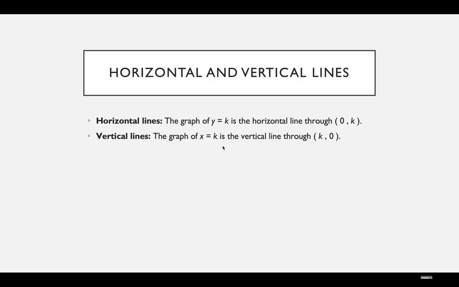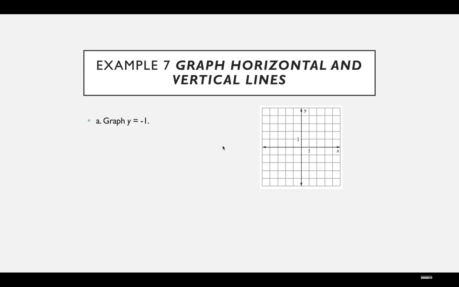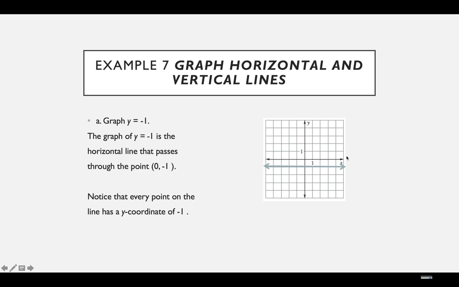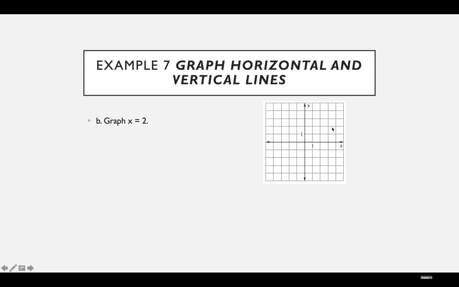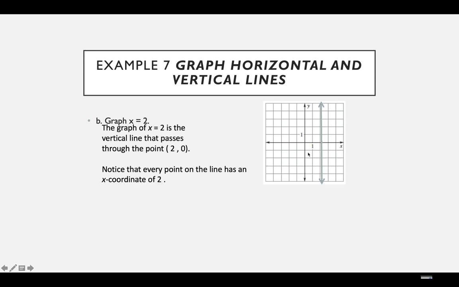Okay, please recall that horizontal lines are of the form y equals k, and they go through the point 0, k. And vertical lines have an equation of x equals k, and they go through k, 0. So if I want to graph y equals -1, I plot the y-intercept of 0, -1, and then I just draw a horizontal line through it. And if I want to graph x equals 2, I come over here to the x-intercept 2, 0, and I plot that, and then I draw the vertical line through 2, 0.